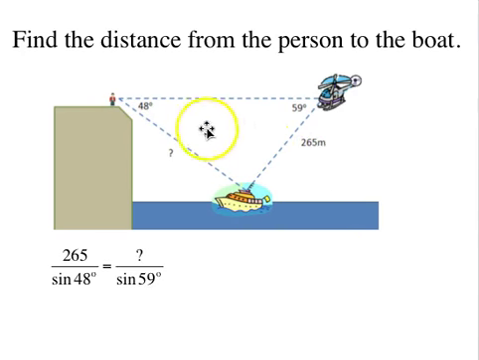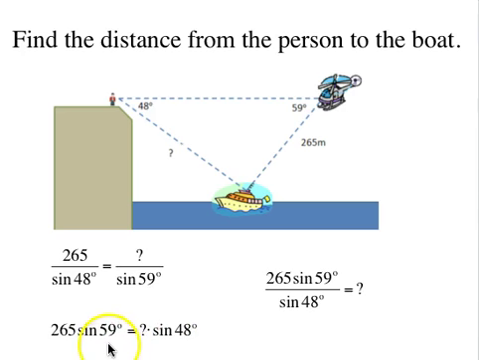We'll see 265 divided by sine 48 is question mark divided by sine 59. Cross multiplying, 265 times sine 59 is question mark times sine 48. Or multiply both sides by the common denominator of sine 48 times sine 59 if you prefer a more sophisticated approach, and you'll get to this point. Now to solve for the question mark, divide both sides by sine of 48 degrees. And we get the question mark is 265 times sine of 59 degrees divided by sine of 48 degrees. That is the exact answer for the distance from the person to the boat in terms of feet.